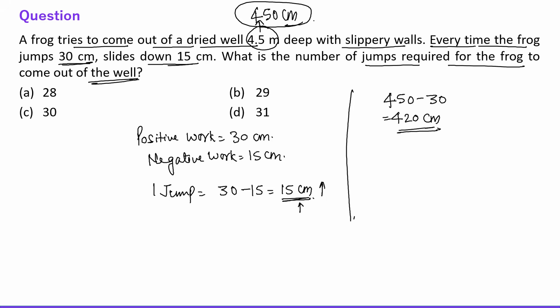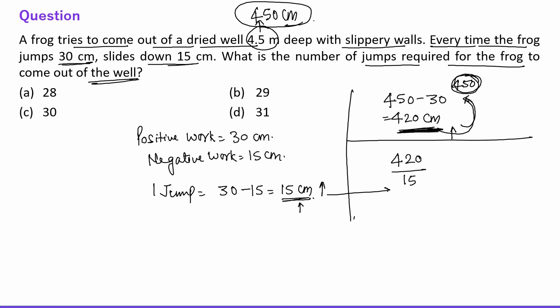Why am I doing so? Because in the last jump, when he will be on the 420th centimeter, he will take one jump of 30 centimeters and he will reach the top at 450. After that he won't slip down. So you just need to find in how many jumps he will reach the 420 centimeter mark. So 420 divided by 15, because in one jump effectively he is climbing up by 15 centimeters. So this is 28 jumps.